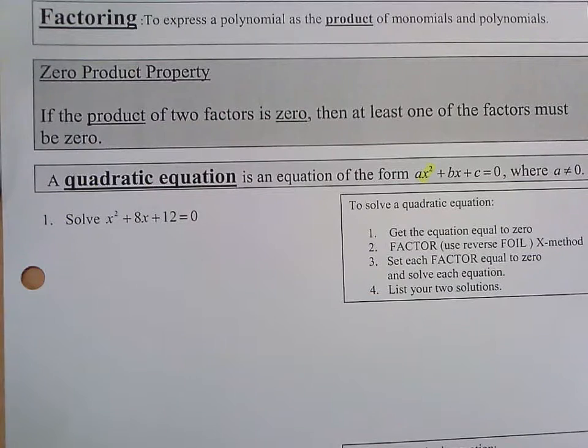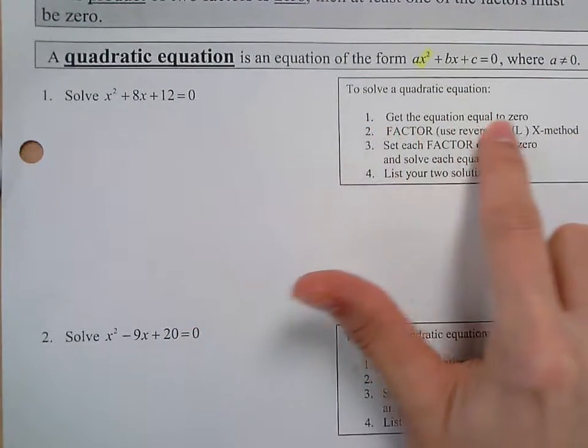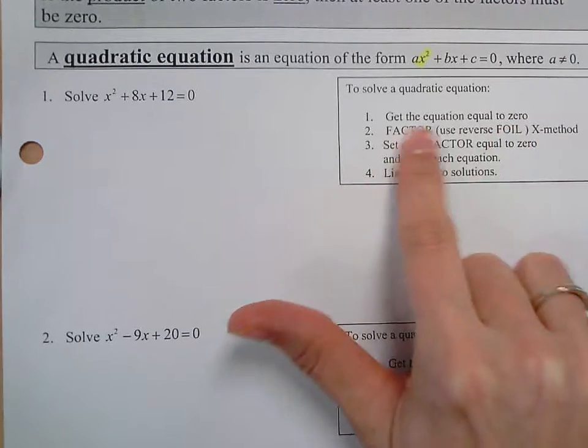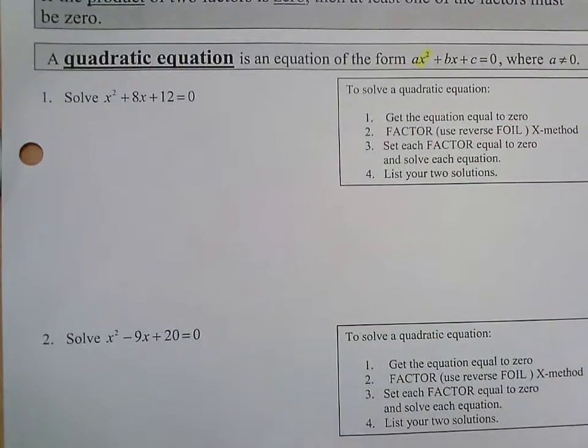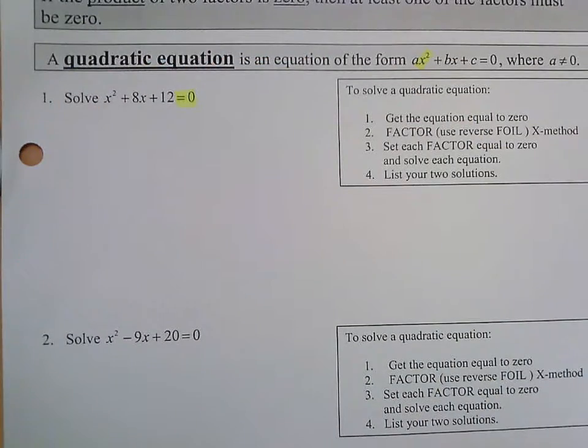So I have, by these problems, again, your 4 steps. So you saw these 4 steps before. It's just now our method for factoring is different. So to solve a quadratic equation, step 1 is to get your equation equal to 0. In example 1, this is already done. So step 1 is already done. One side of our equation is already equal to 0. If it wasn't, that would be our first step.